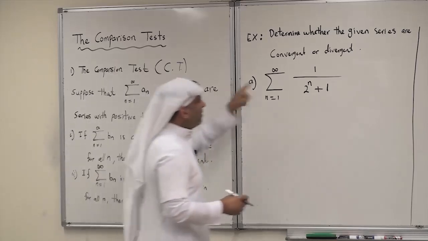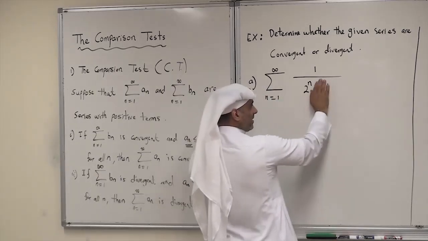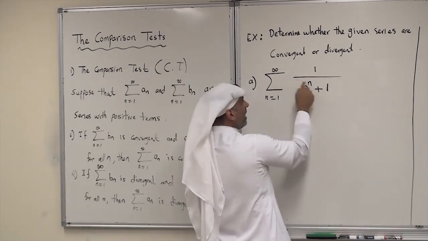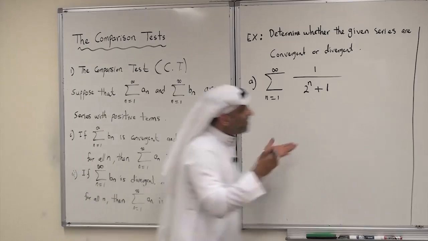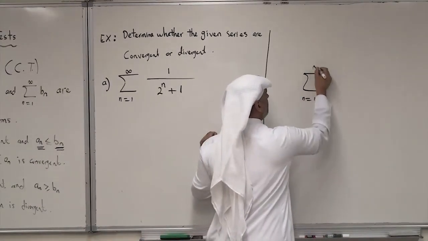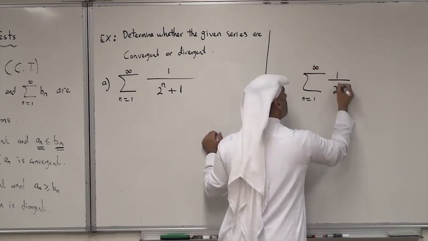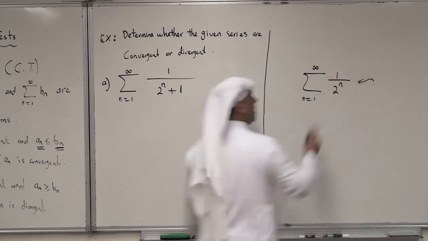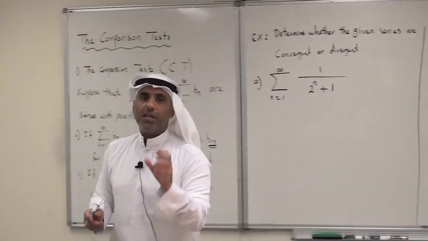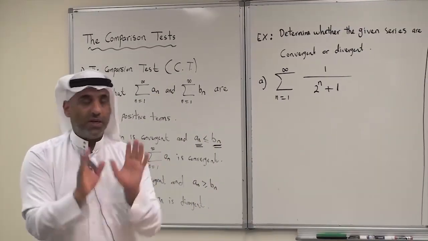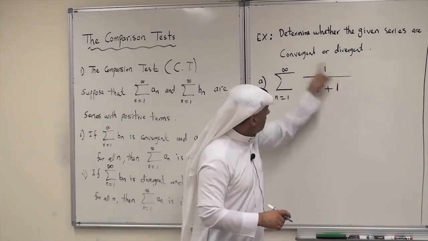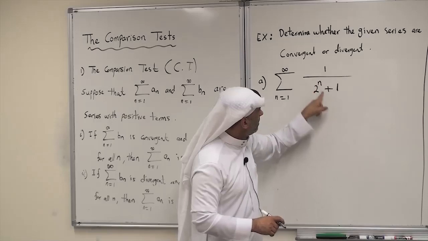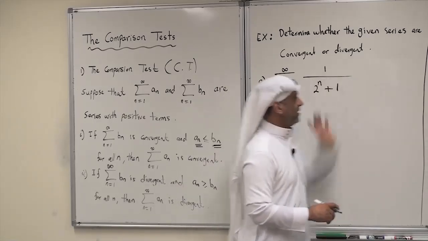Okay, look at this one. If we just delete this number 1, then it will be a familiar series. That series is the geometric series. So we have an idea about the summation of n equal to 1 up to infinity of 1 over 2 to the power n. We know that this is the geometric series, and we have a test for geometric series that directly will give us the answer whether it is convergent or divergent. And we are seeking information about the series of 1 over 2 to the power n plus 1.